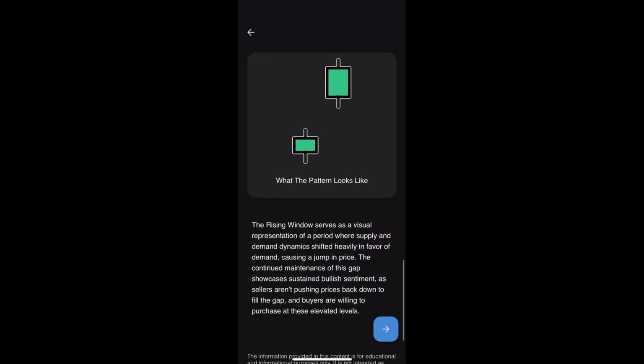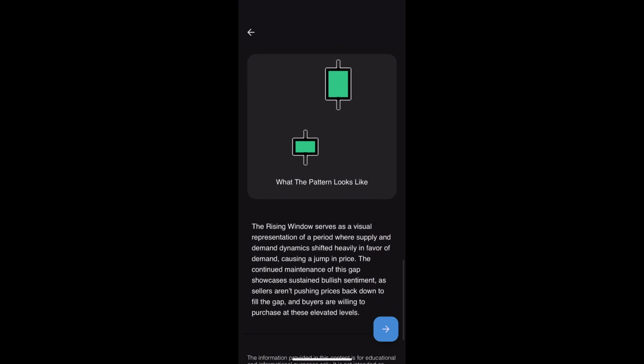What the pattern looks like: the rising window serves as a visual representation of a period where supply and demand dynamics shifted heavily in favor of demand, causing a jump in price. The continued maintenance of this gap showcases sustained bullish sentiment, as sellers aren't pushing prices back down to fill the gap, and buyers are willing to purchase at these elevated levels.